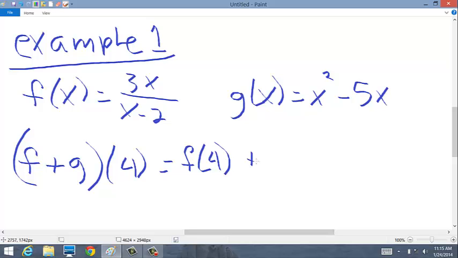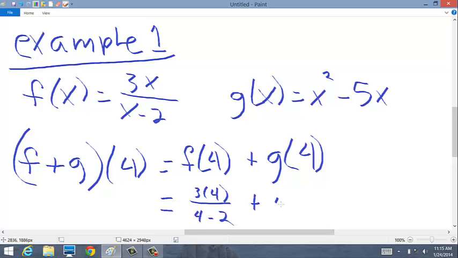And by the theorems that we had before, we know that this is f of 4 plus g of 4. So what you get to do is you get to plug in 4 to each function separately, and then simplify each one. So for that first one, let's go ahead and plug in 4 to the function f of x. So everywhere I see an x, I'm putting the 4. So that would be 3 times 4 over 4 minus 2. The same thing for g of 4. That would be 4 squared minus 5 times 4.